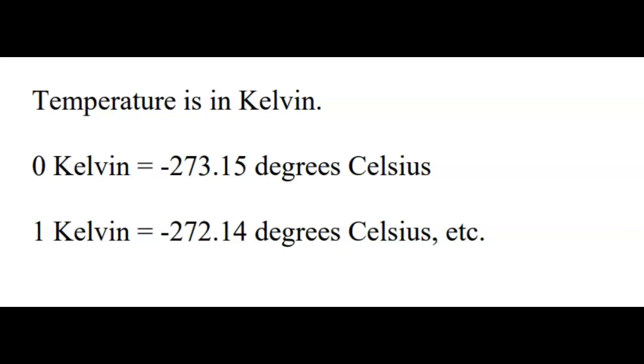So here's what the Kelvin scale is. Kelvin starts at absolute zero. Absolute zero is the coldest temperature theoretically possible. So 0 Kelvin is equivalent to negative 273.15 degrees Celsius. 1 Kelvin is negative 272.